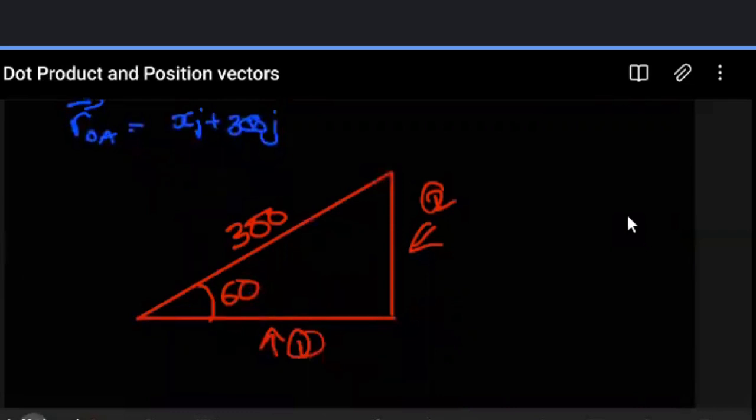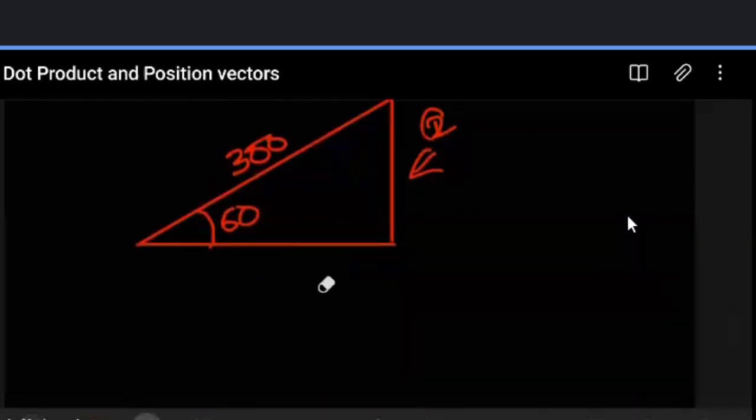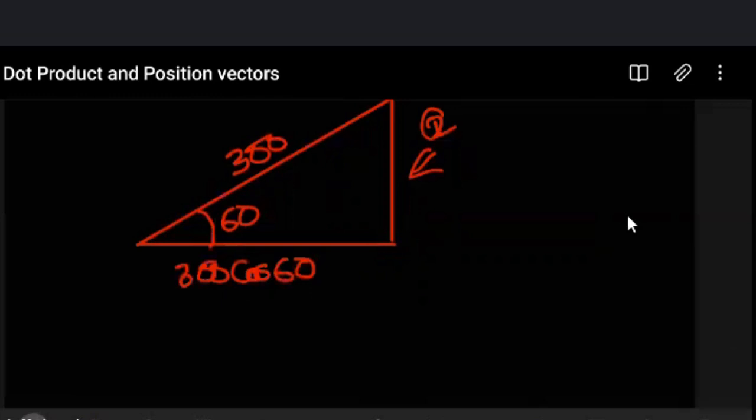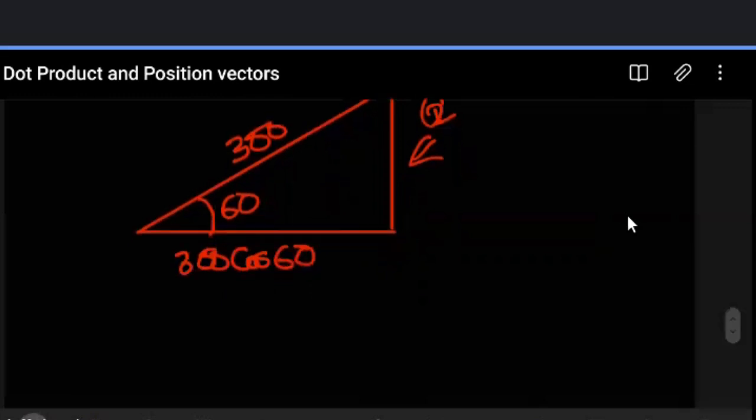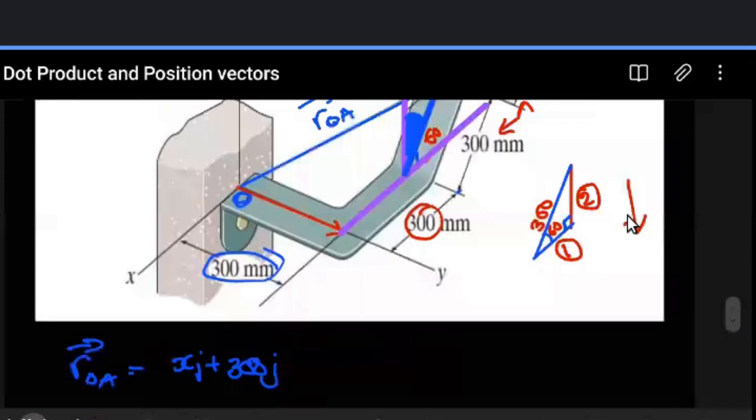Next up, how do I find these pieces? Side 1 is side by side, so it is adjacent. And if it is adjacent, we use cos. So it's going to be the hypotenuse, which is 300, times cos 60. And you know what cos 60 is, right? What is cos 60? 0.5. Then 0.5 times 300 is 150. So this reduces to 150 millimeters. So we now know what this piece here at the bottom is.